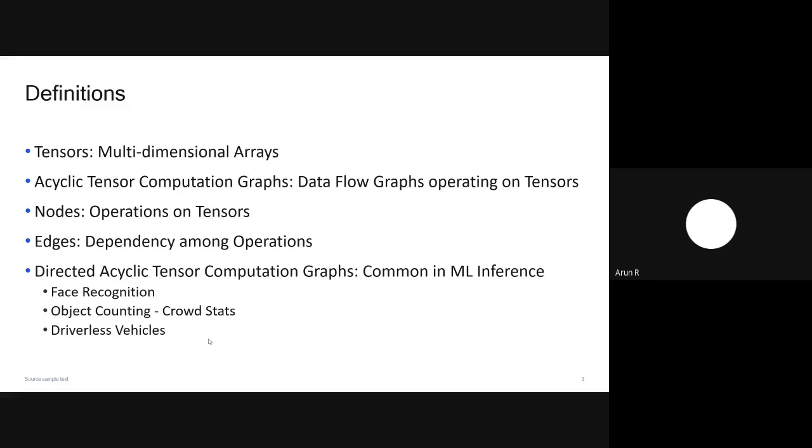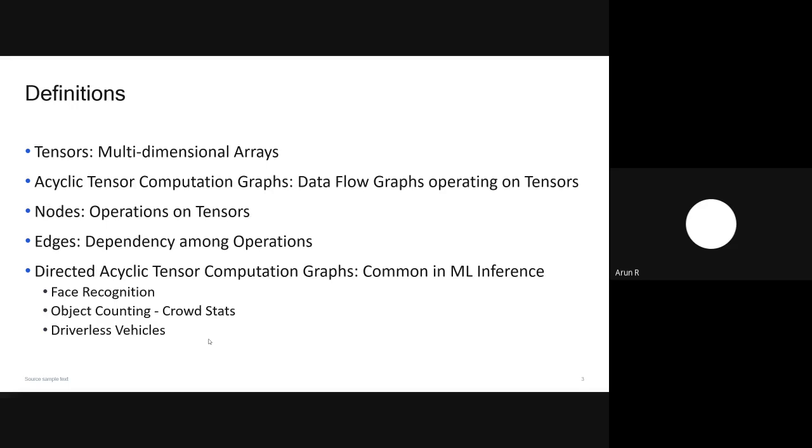We'll also be seeing a lot of acyclic tensor computation graphs. They're just data flow graphs that are operating on tensors. The nodes of the graphs represent operations on the tensors, and edges represent dependency among operations. We'll look at some examples later.